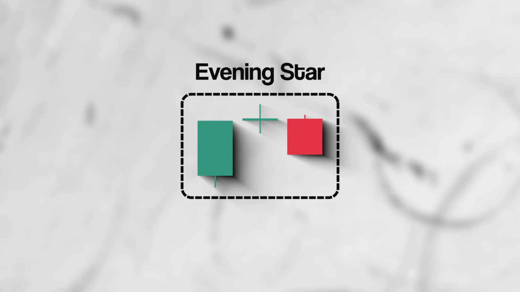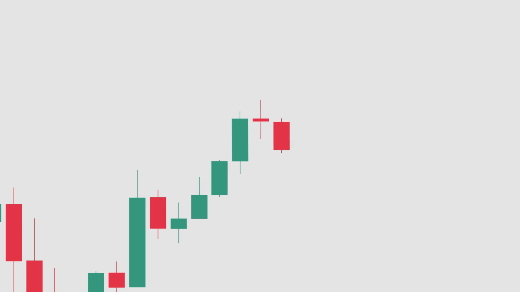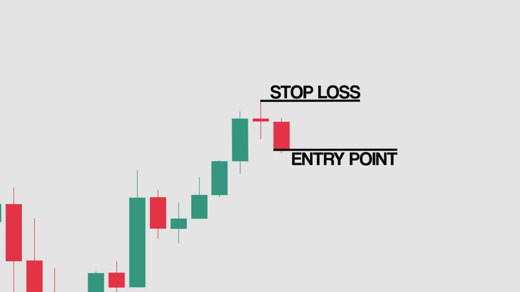The mirror version of this pattern is the Evening Star. Here we see it forming in an uptrend. Just like before, we enter a short position at the close of the third candle, and we place the stop loss above the high of the second candle.